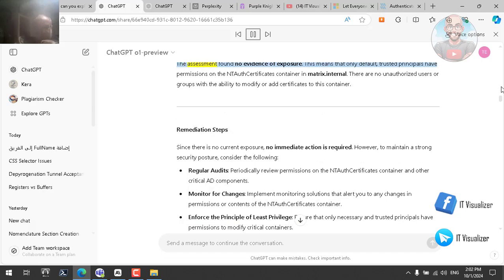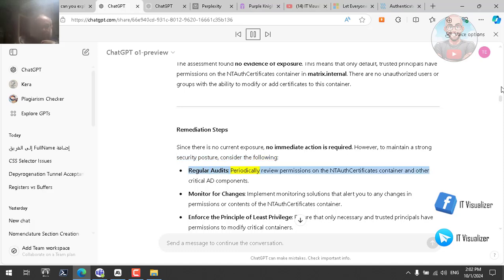Result: the assessment found no evidence of exposure. This means that only default, trusted principals have permissions on the NTAuthCertificates container in matrix.internal. There are no unauthorized users or groups with the ability to modify or add certificates to this container. Remediation steps. Since there is no current exposure, no immediate action is required. However, to maintain a strong security posture, consider the following.